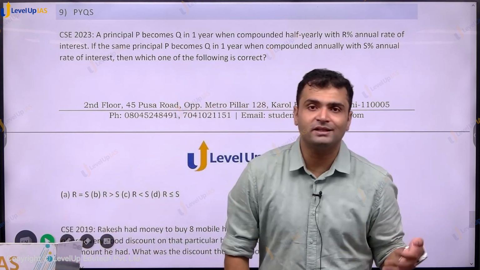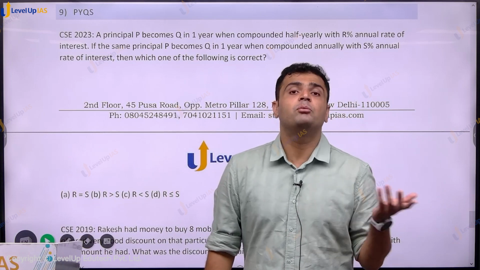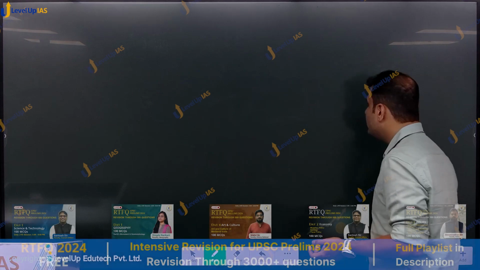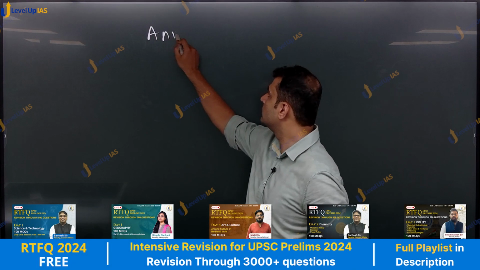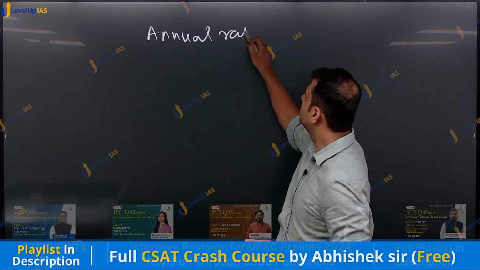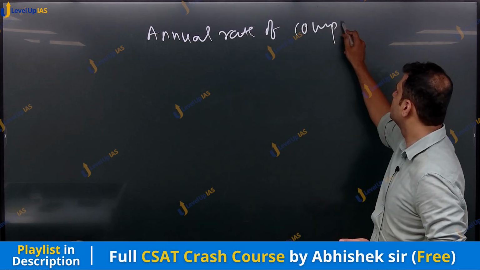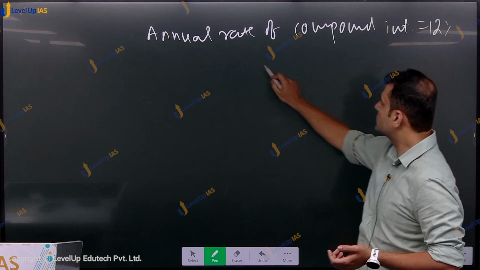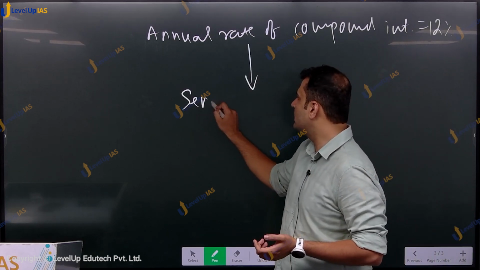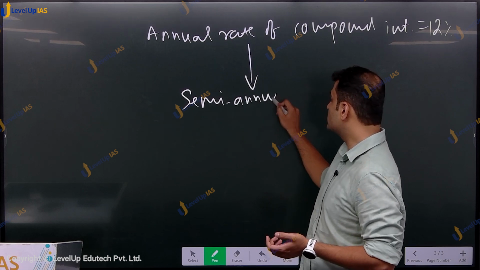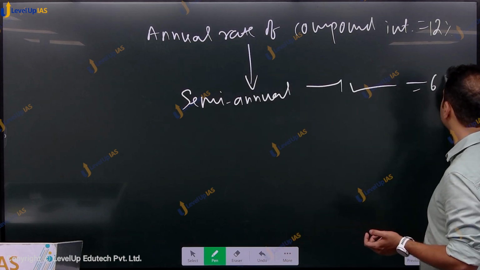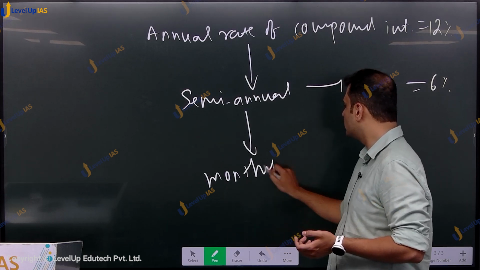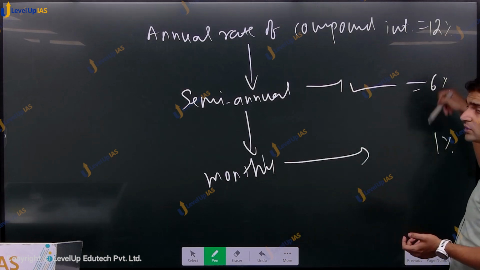तो जितनी बार ज्यादा कंपाउंडिंग होगा उतना पैसा आपको ज्यादा बनेगा, ये कंसेप्ट है. Of course, the rate of interest will change. For example, if the annual compound interest rate is equal to 12%, इसका मतलब है सेमी एनुअल, यानी 6 मंथली कंपाउंड इंटरेस्ट रेट इज इक्वल टू 6%, आधा. Monthly compound interest rate is 1% because it is 12%.